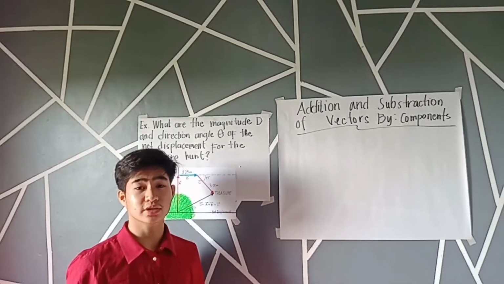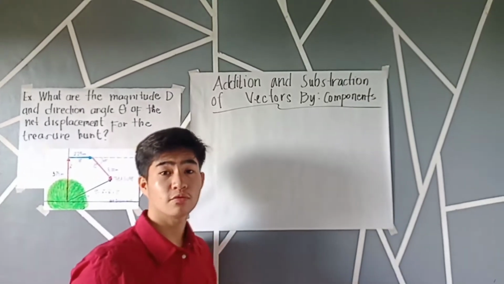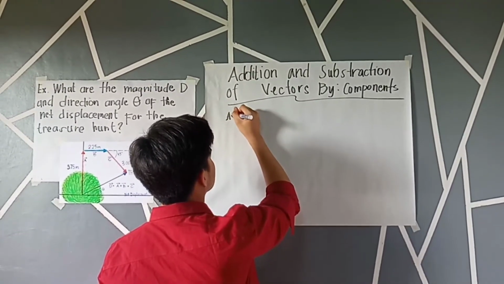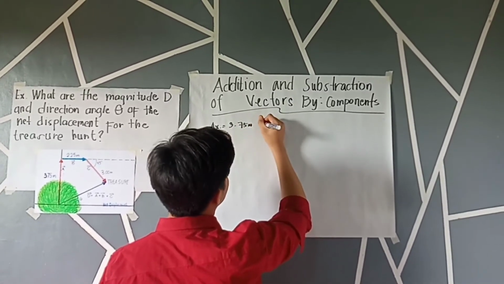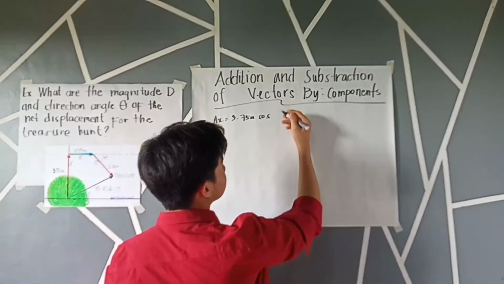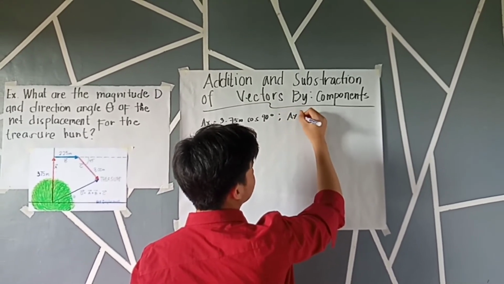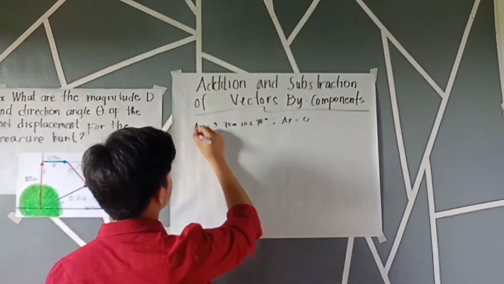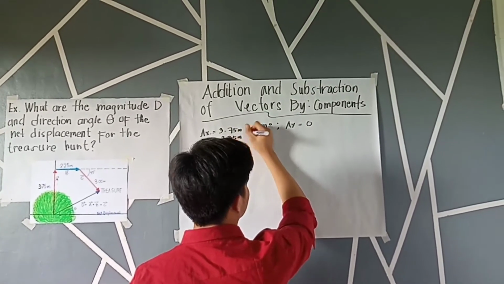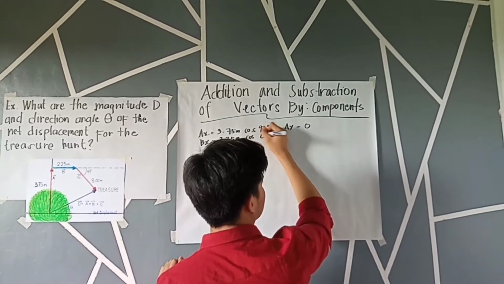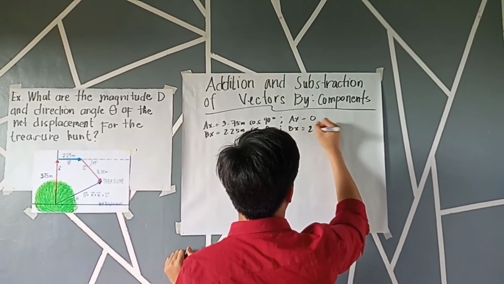First, let's get all the horizontal components of the three vectors, which are A, B, and C. So for AX, we have AX is equal to 3.75 meters cosine, and our angle from the positive x-axis, which is 90 degrees. So AX is equal to 0. So for BX, we have 2.25 meters cosine 0. So our BX is equal to 2.25 meters.